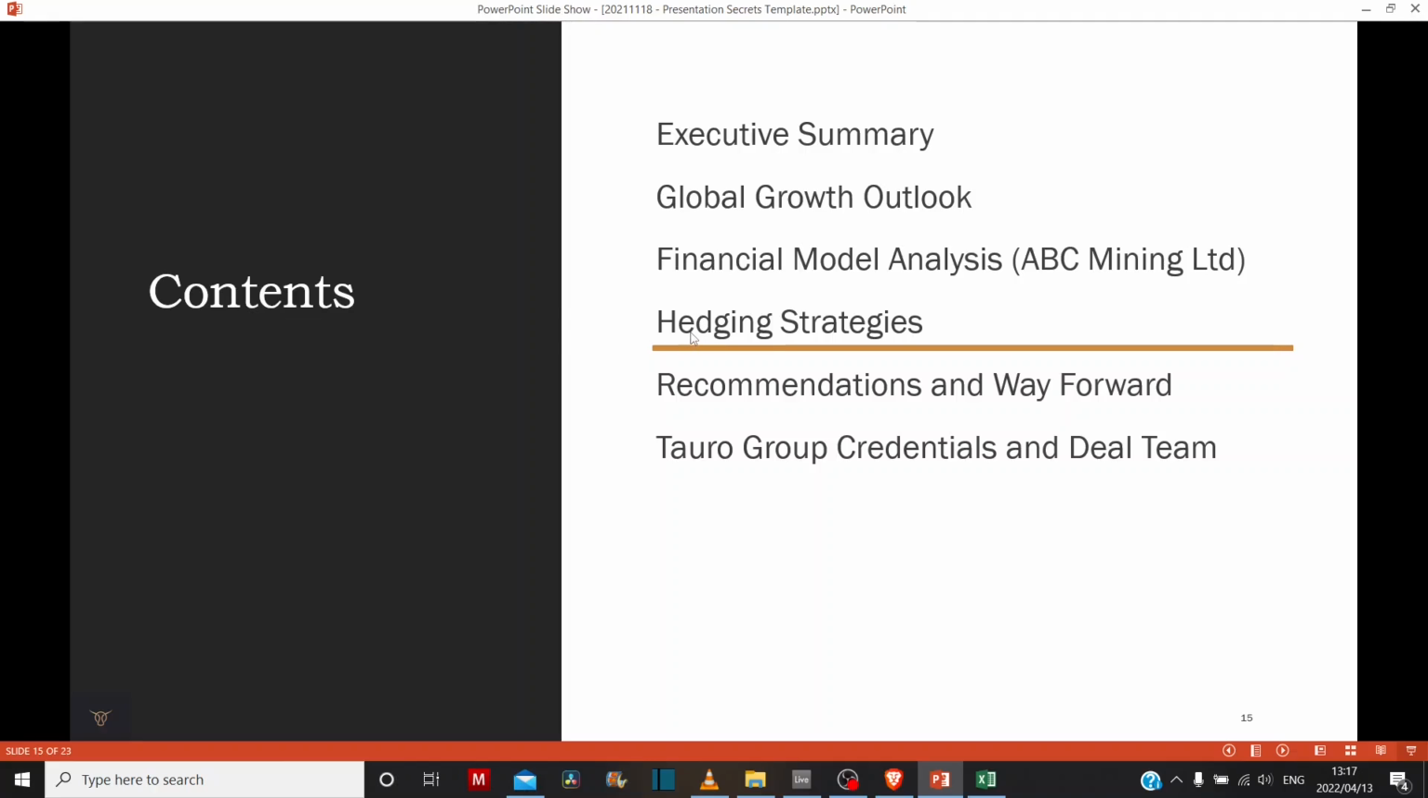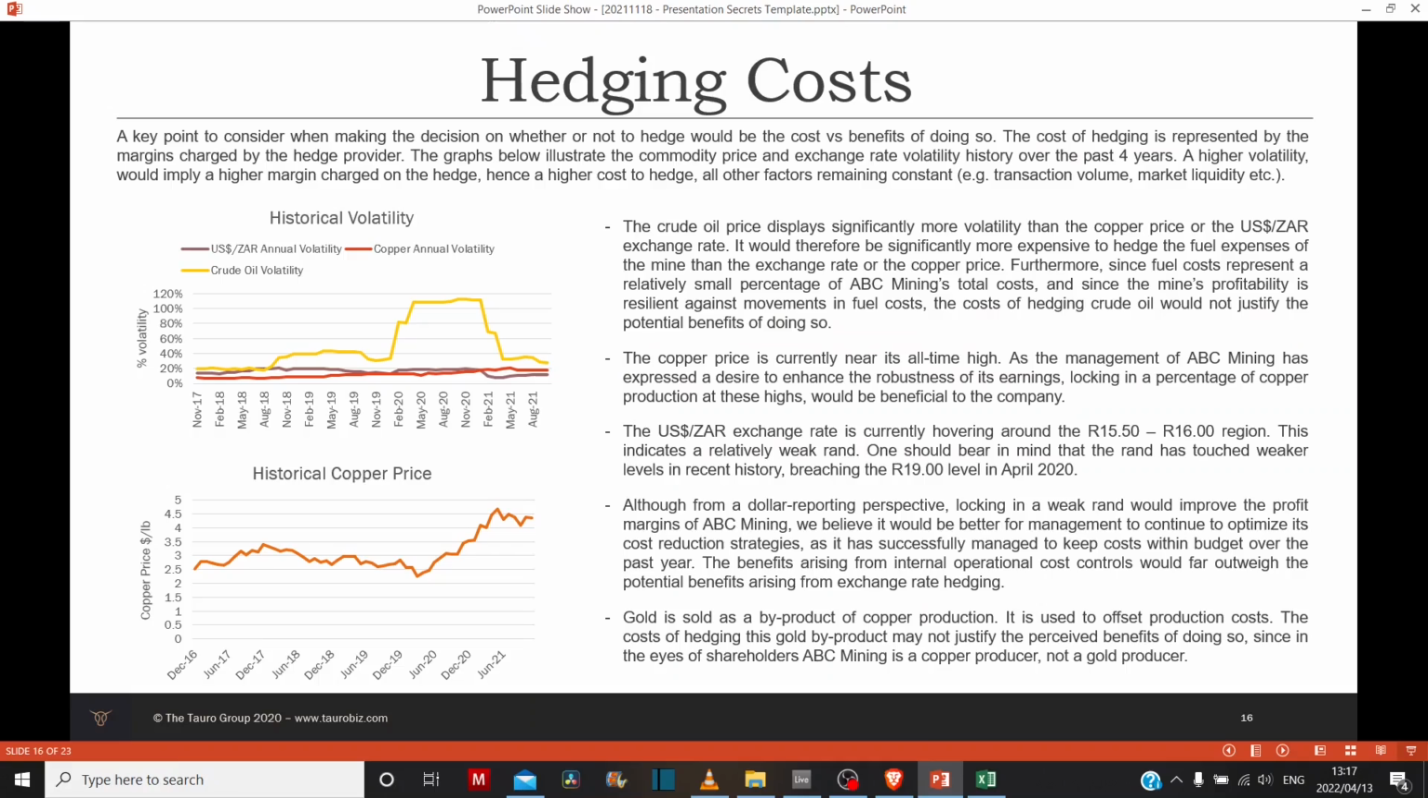So in this section, what we're going to do is we're going to highlight our potential responses to the problem that the client faces. So let's jump right in. Hedging costs. So a key point to consider for this company is the perceived benefit versus the perceived cost of undertaking a hedging program. So in order to analyze the cost of a hedging program, the main cost driver for any hedge is your volatility. The more volatile the underlying asset that you wish to hedge or the underlying factor that you wish to hedge, the more expensive the hedge would be.